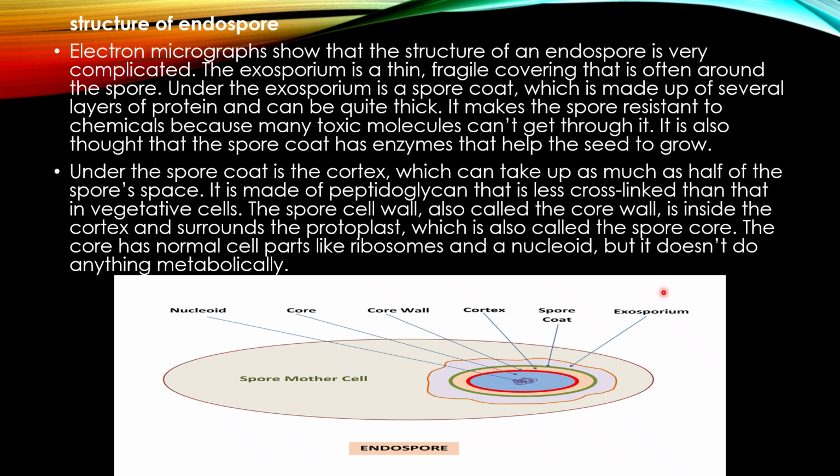Then the core has normal cell parts like ribosomes and nucleoid, but it doesn't do anything metabolically. In this core, which is the center part, there are ribosomes present, and there is the nucleoid, that is DNA, present, but they are not metabolically active. So this is the structure of endospore.